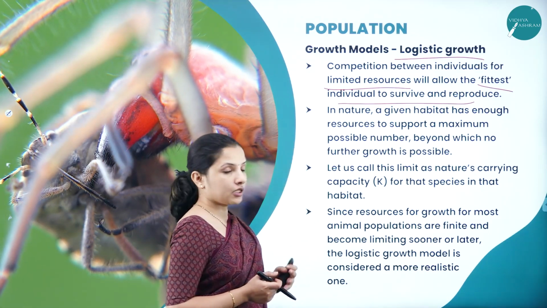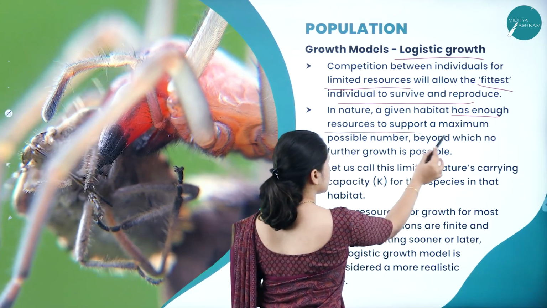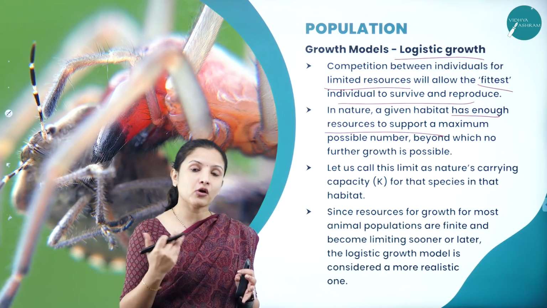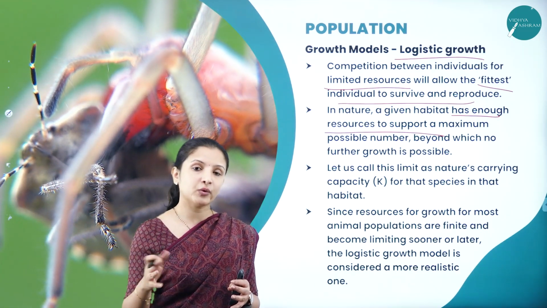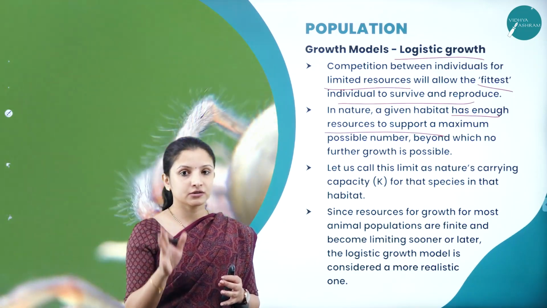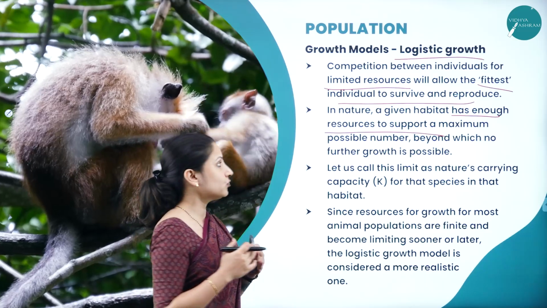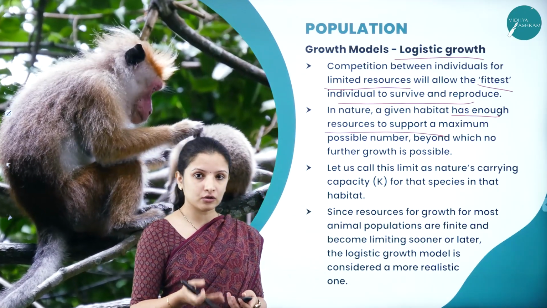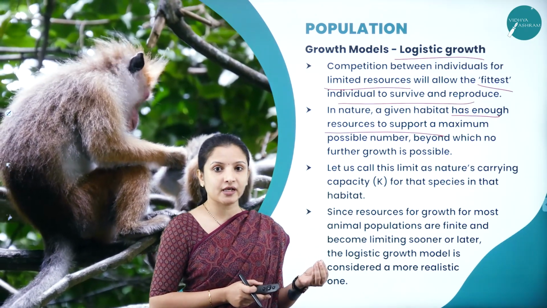population. So in nature, a given habitat has enough resources to support a maximum possible population, but beyond that, can it support? It cannot support. So beyond that, when the limit of the resources has become exhausted, then the population will start to decline, because in that case the population will no longer grow. This is actually logistic. It is logic. That is what is happening every day, right?